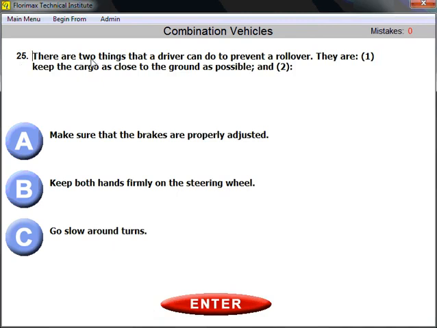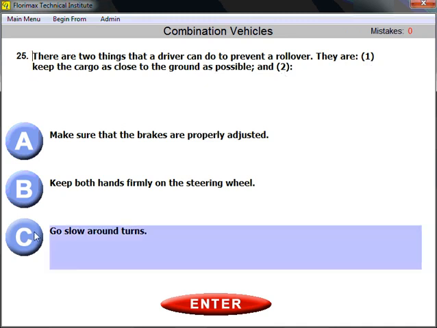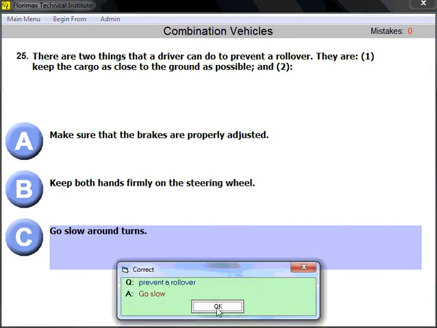Question number 25. There are two things that the driver can do to prevent a rollover. Again, you are given one and you need to point out which one is the second. The first one which is given is, keep the cargo as close to the ground as possible. So you definitely know which one the second is: go slow around turns. This is the pair, okay? And the second one, go slow around turns. Obvious, okay? Yes, go slow.